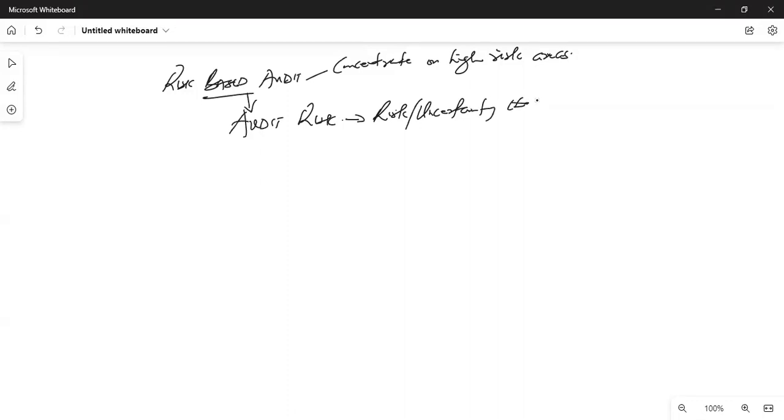Okay, so the audit risk simply means the risk or uncertainty that the auditor's opinion will be wrong.